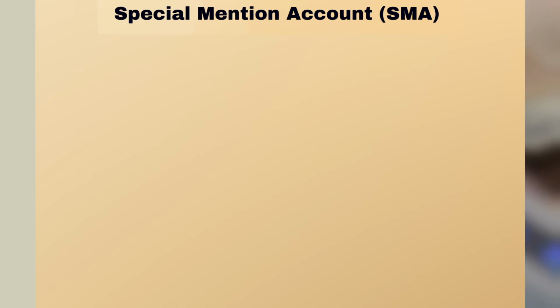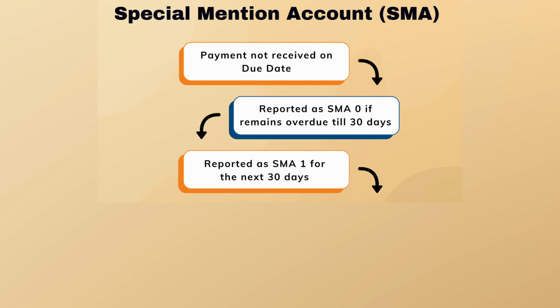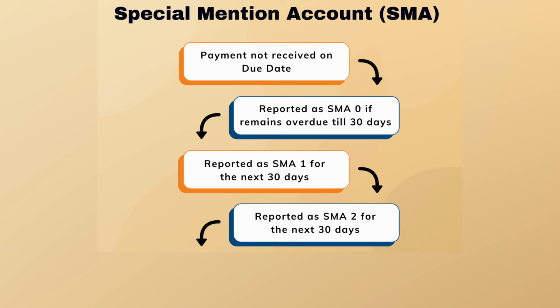Special mention accounts, SMA. SMA 0 is a category in which stress with respect to the principal and interest has remained overdue for a period of 0 to 30 days. SMA 1 is a category in which stress with respect to the principal and the interest has remained overdue for a period of 30 to 60 days. SMA 2 is a category in which stress with respect to the principal and interest has remained overdue for a period of 60 to 90 days.